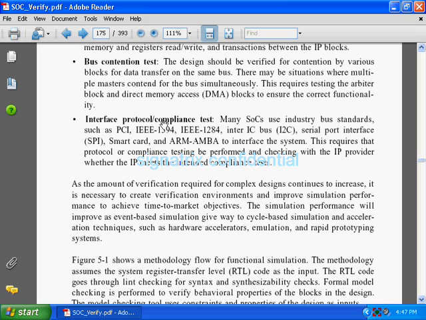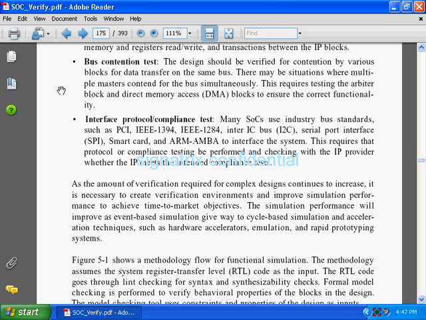Coming to interface protocol and compliance test. Many SoCs use industry bus standards. We know that PCI is a bus standard, IEEE 1394, IEEE 1284, Inter-IC, the I2C bus, serial port interface, smart card, ARM AMBA interface of the system. These all are interface buses. This requires that protocol or compliance testing be performed, and checking with the IP provider whether the IP meets the intended compliance test or not.